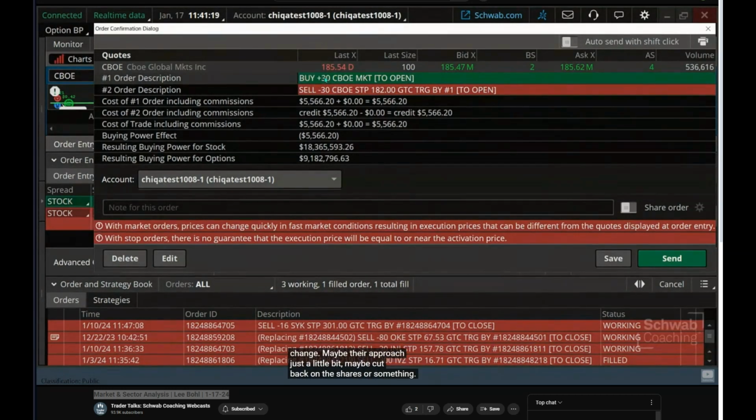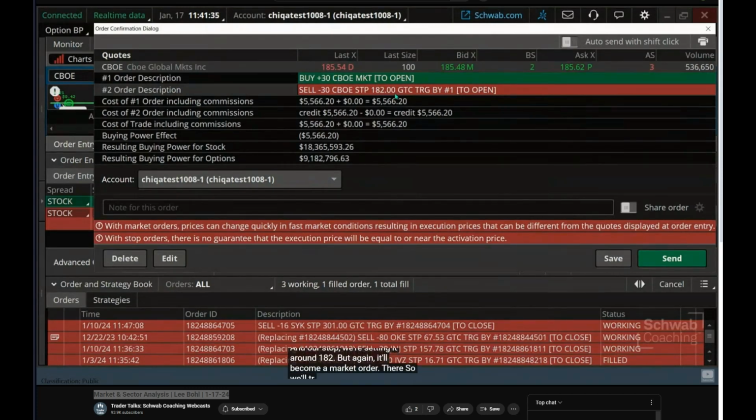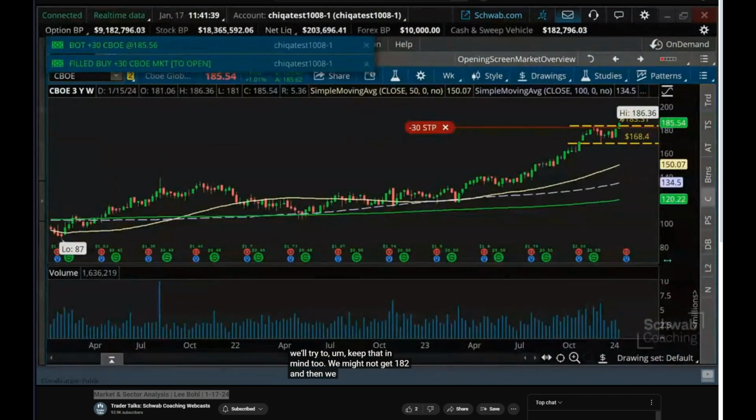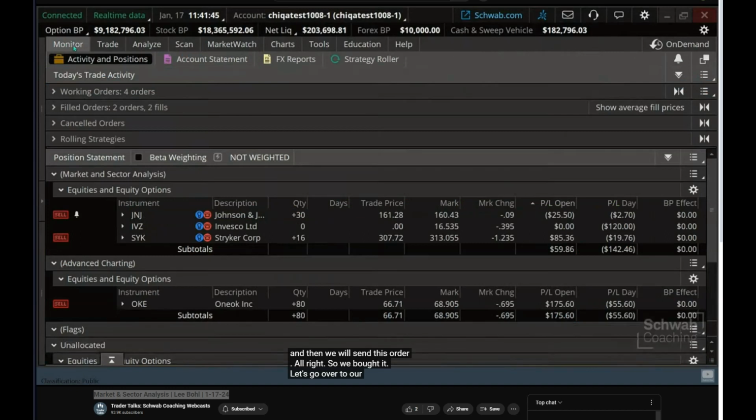So we don't know exactly what we're going to get when we buy it because it is a market order. And our stop, we're setting it around 182, but again, it'll become a market order there. So we'll try to keep that in mind too. We might not get 182, and then we will send this order. All right, so we bought it. Let's go over to our monitor here for a second.